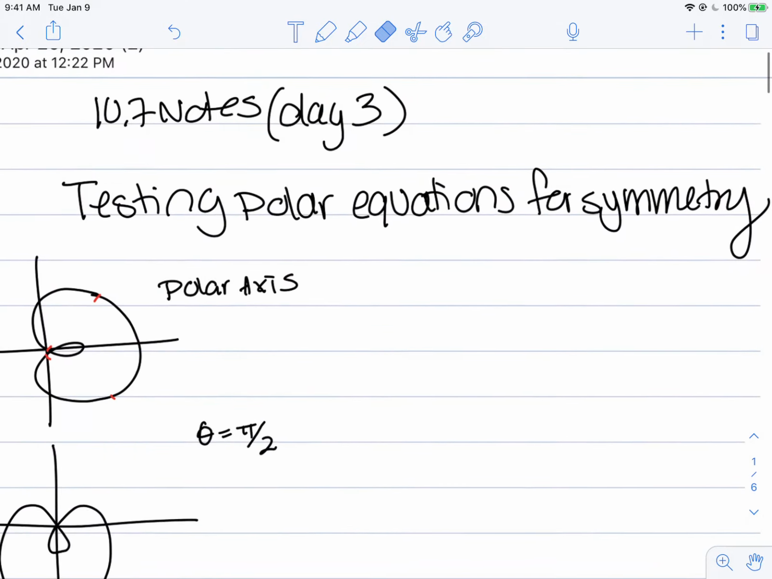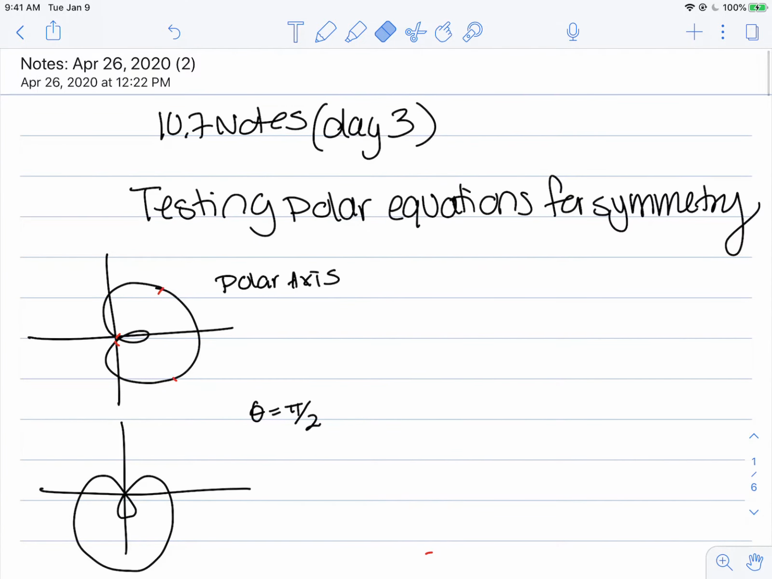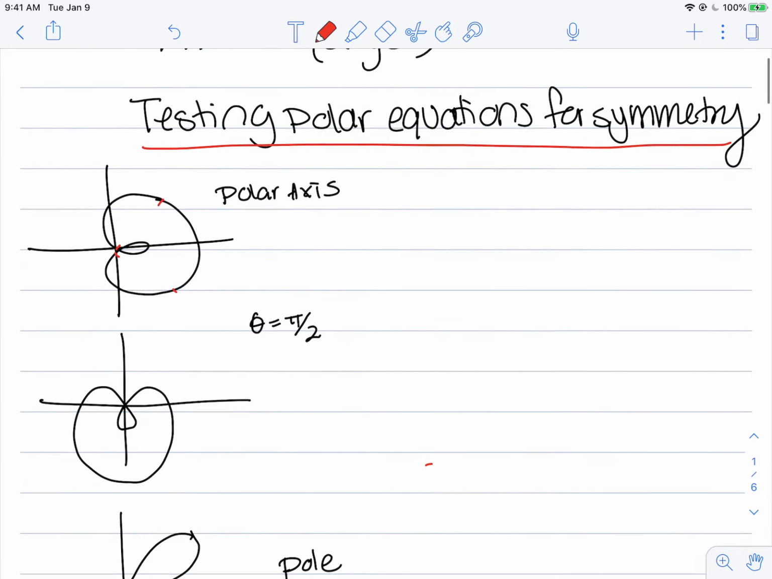All right, guys. So title your notes, section 10.7, day 3. And we are going to test polar equations for symmetry. Okay, so we've talked about symmetry.